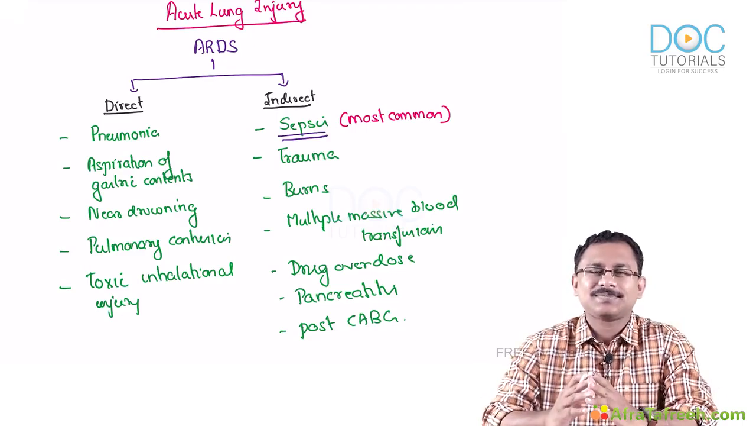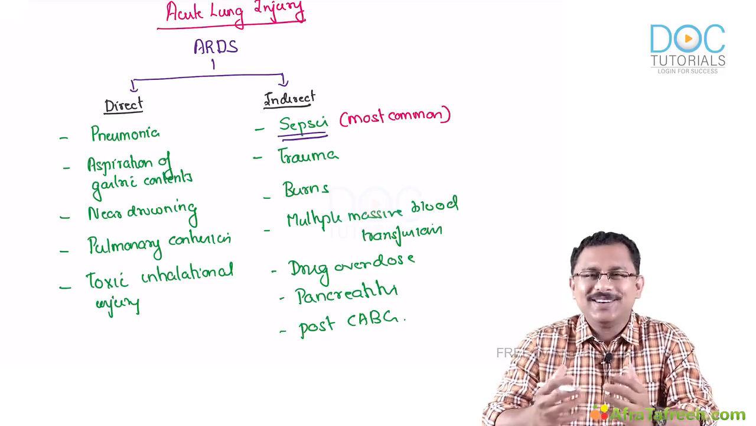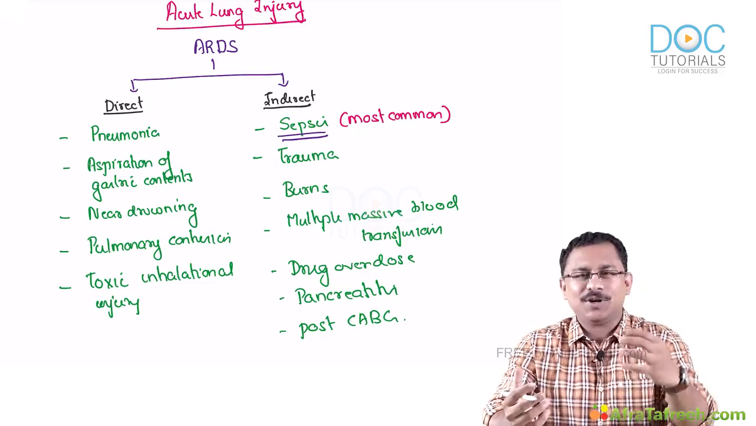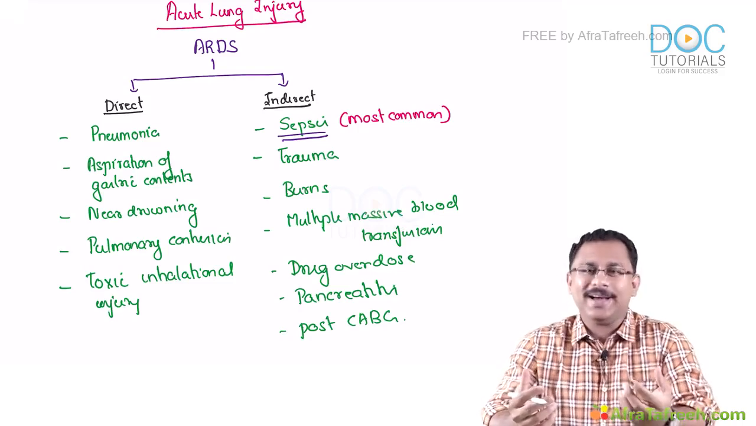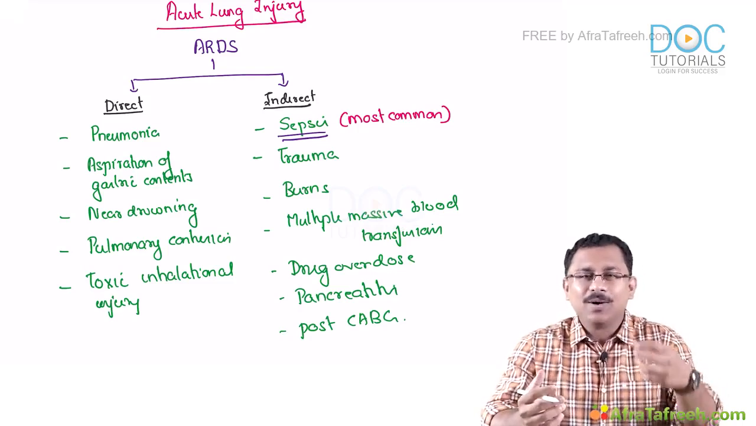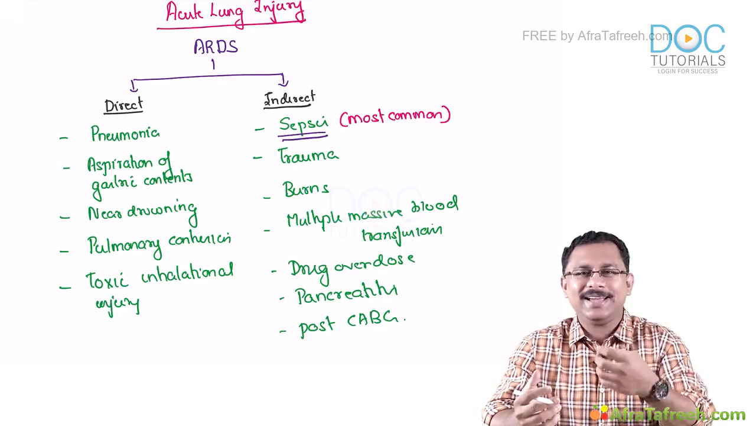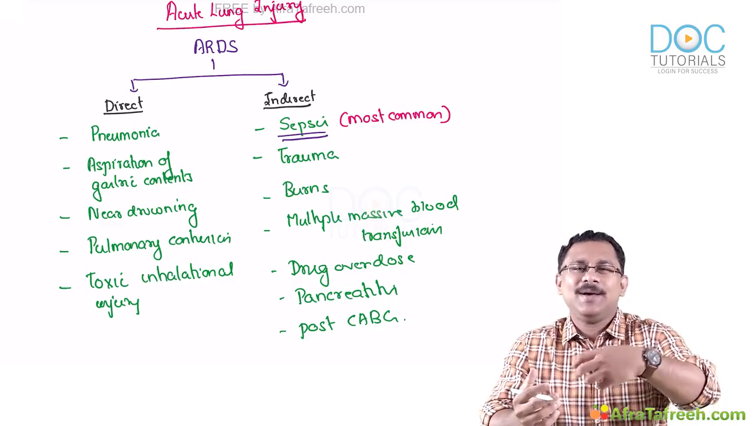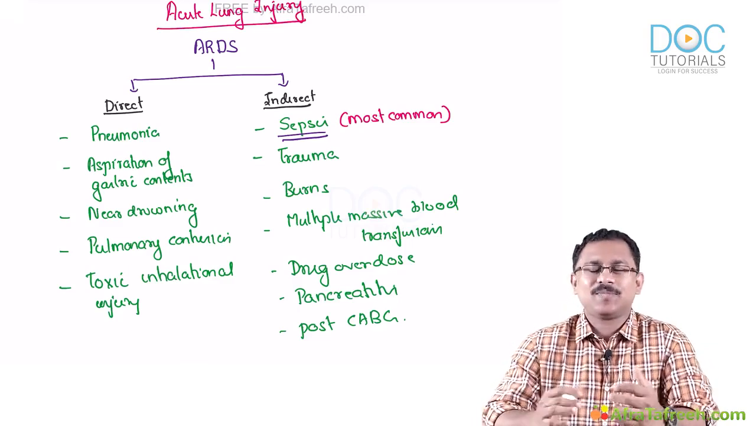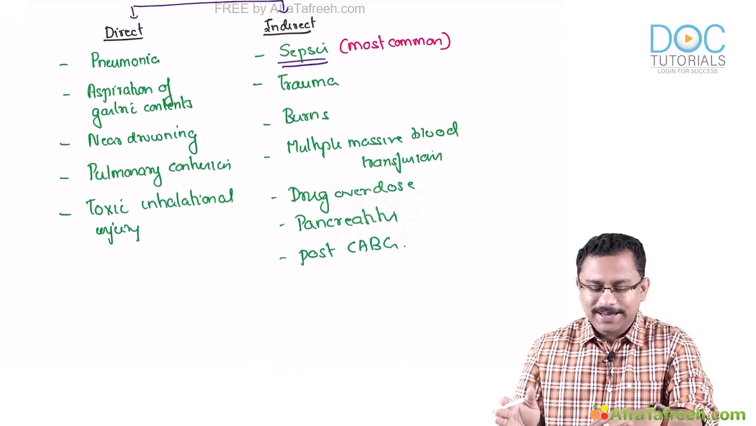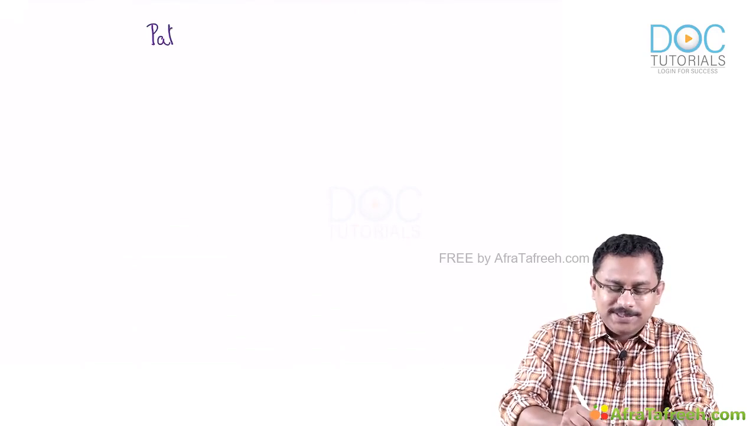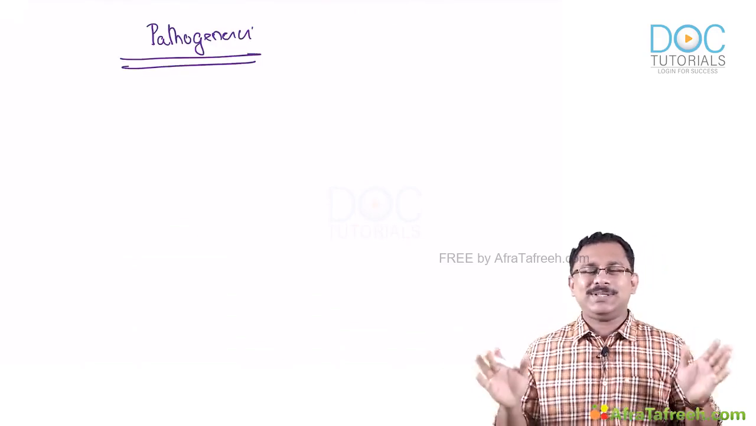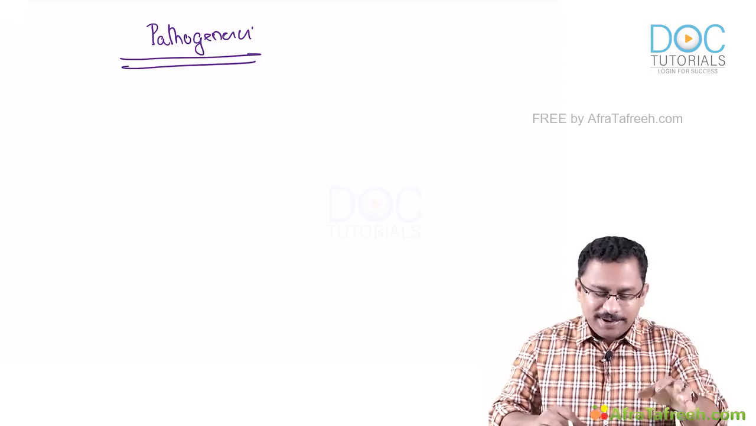Now, having understood the etiology of ARDS, let's see how these direct and indirect lung injuries result in the various pathological changes in ARDS. So we are trying to see the pathogenesis. Etiologies we have just seen. What about the pathogenesis of ARDS?